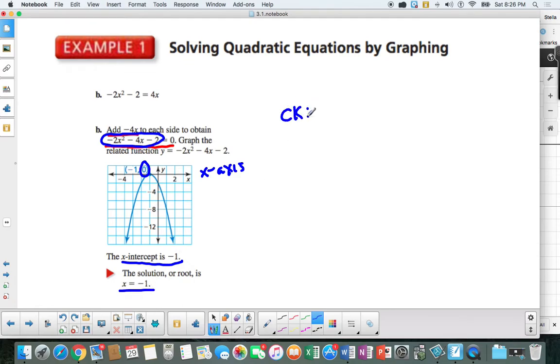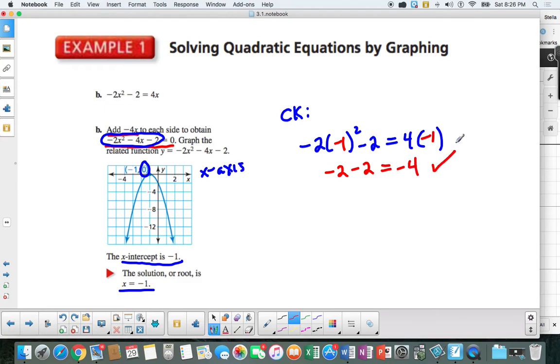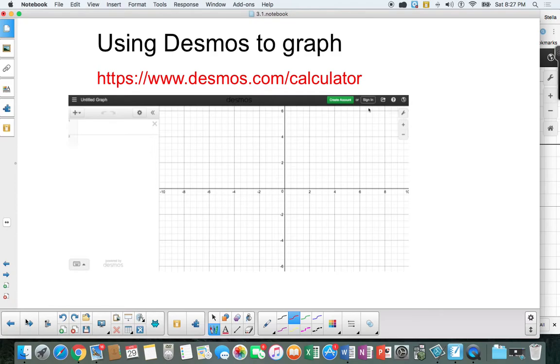We can check our work by substituting -1 into the original equation. And then we end up getting -2 minus 2 is equal to -4. And that does tell the truth, so we know we did it correctly. We're going to use Desmos to graph our parabolas, and here is the website that you need to use.